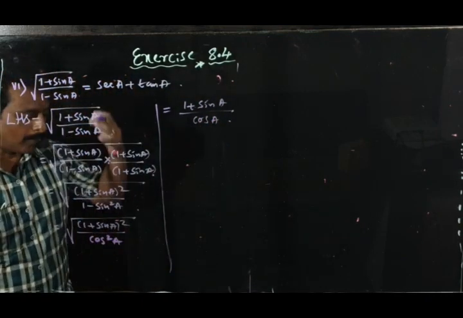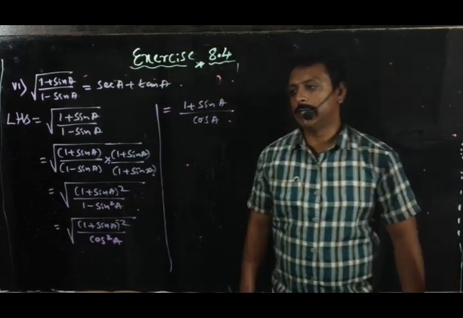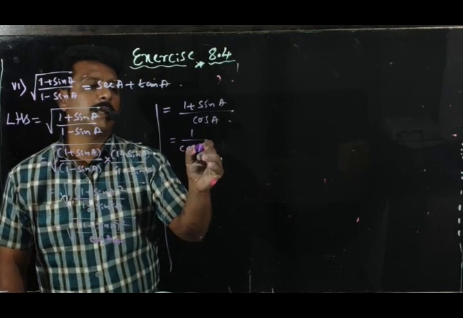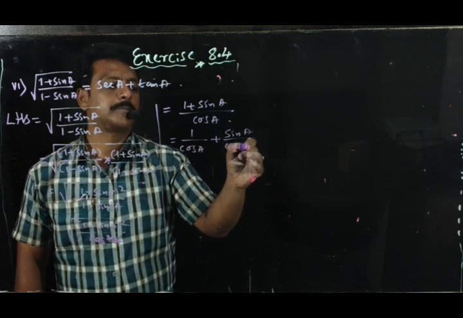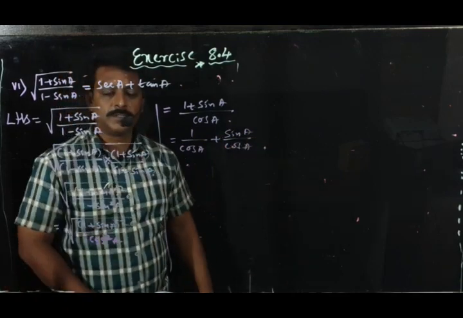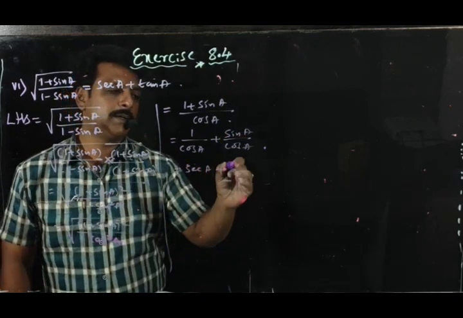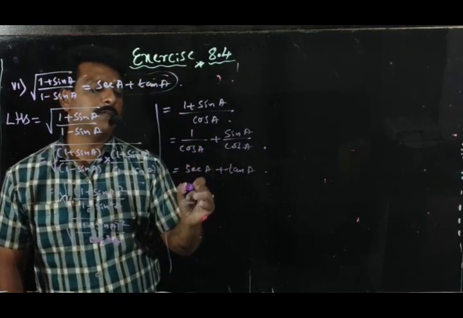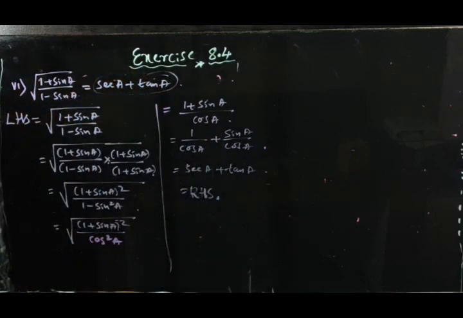Sir, what to do? Property divide. Divide the two terms of the numerator individually by cos. Then what we will get? 1 divided by cos A plus sine A divided by cos A. What is 1 by cos? Sec, sir. Very good. What is sine by cos? Tan A. That itself is your target, which is equal to RHS. This is end of question number 6.